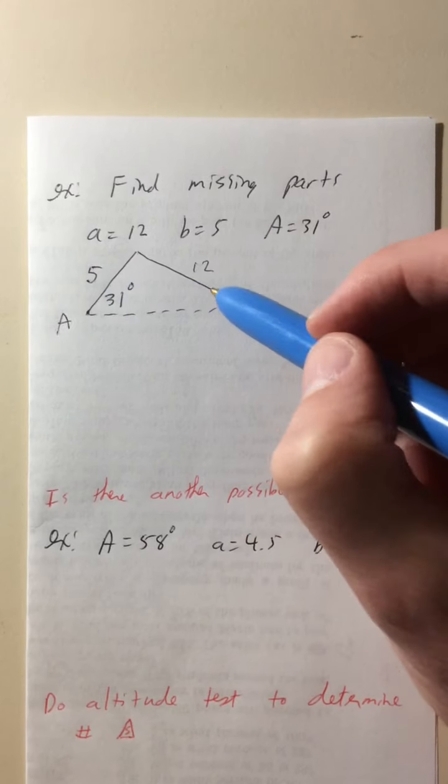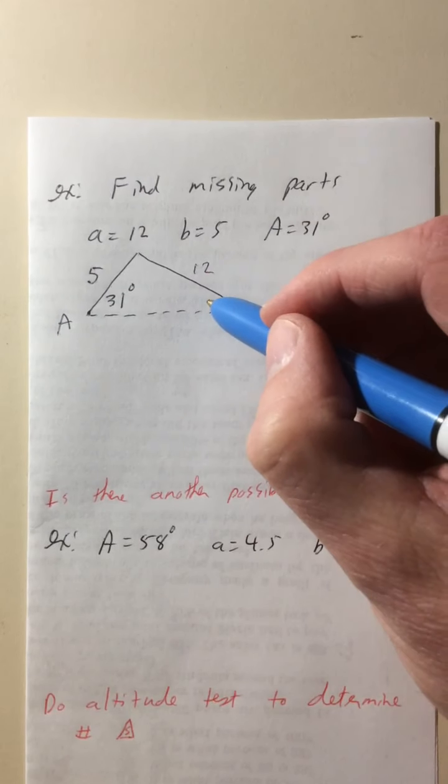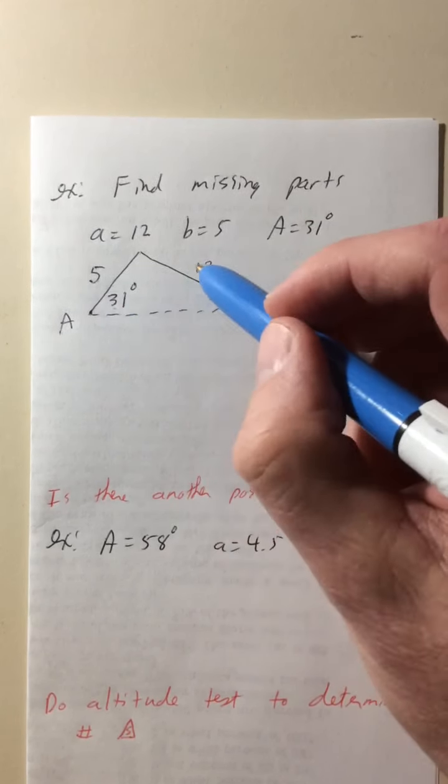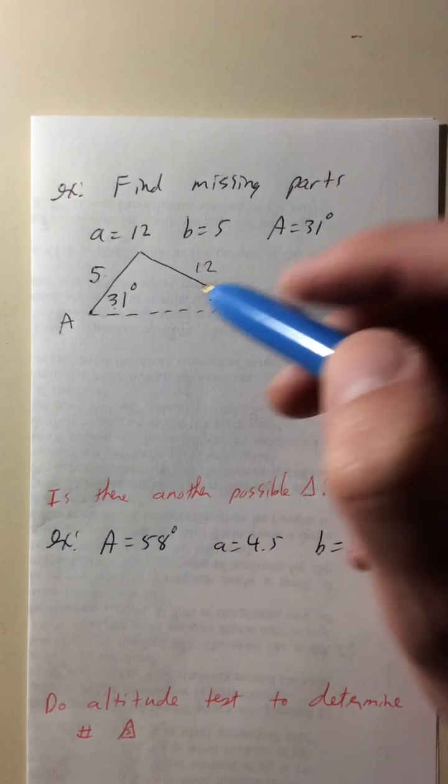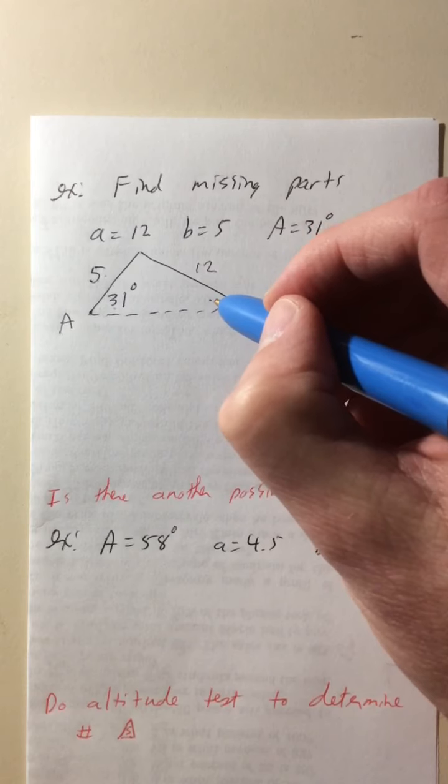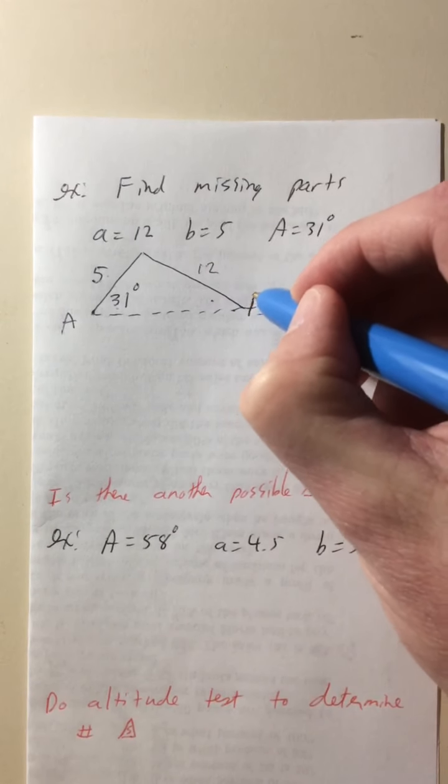Okay, oh no I didn't. I can find this angle right here. So I need to find this angle right here because I have an angle and I have an opposite side, so I can find the angle right here. So we're going to call this one B. This is angle B right here, of course.